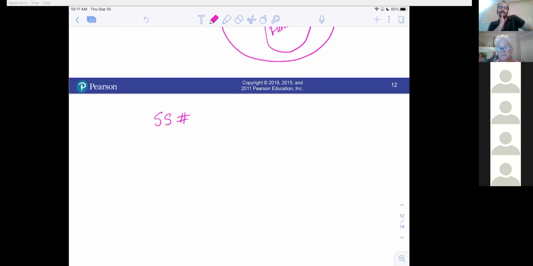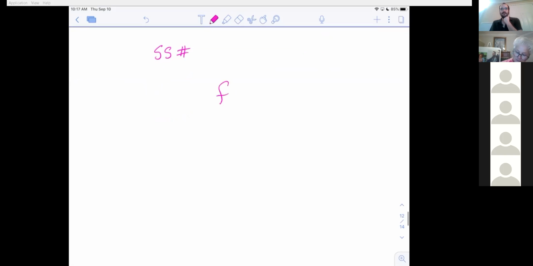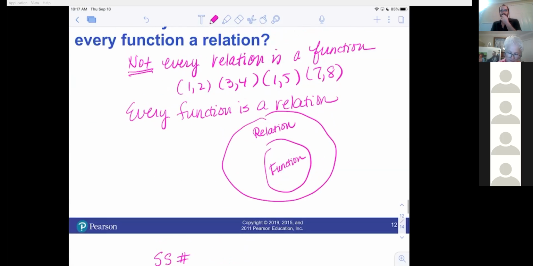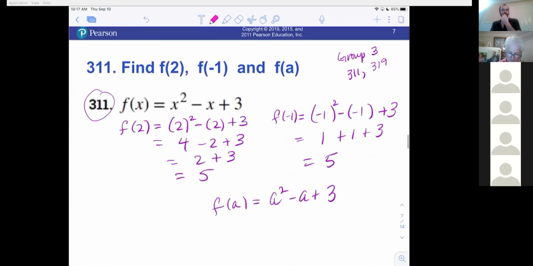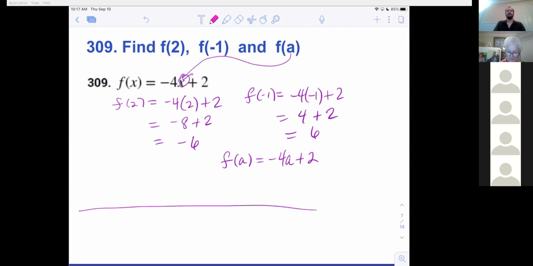I know I mentioned it in the video, but another common mistake people make with function notation is they think it's multiplication. So if f of 2 equals -6, I think that was 309, they'll see f of 2 equals -6 and try to divide that by 2 for some reason. Yeah, that's not multiplication there. Don't do that.